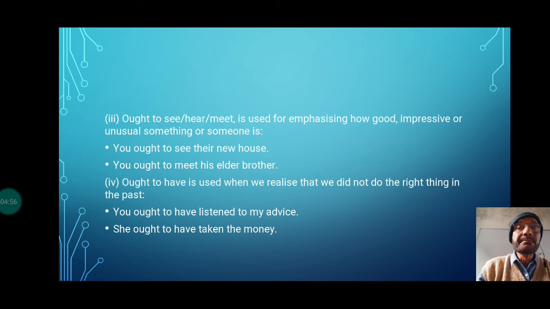Ought to see, hear, meet is used for emphasizing how good, impressive, or unusual something or someone is. You ought to see their new house. You ought to meet his elder brother. Right? It is emphasizing.